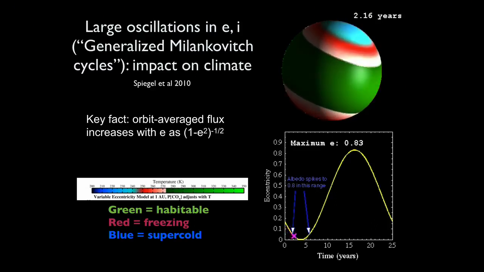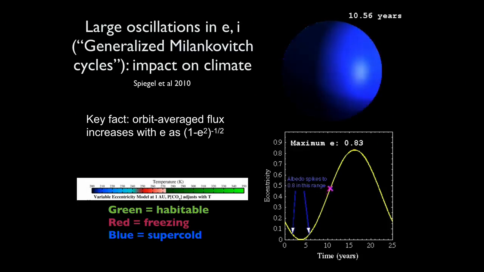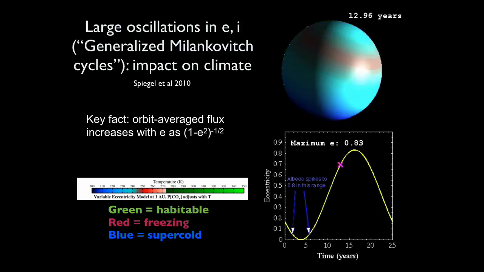In this big band around the equator, it was able to have an area that was nice for liquid water, before plunging down into freezing cold again. So this is an interesting connection between orbital dynamics and what might be going on with the climate. Obviously this is a very extreme example. It's just to illustrate one process of many that's at play.